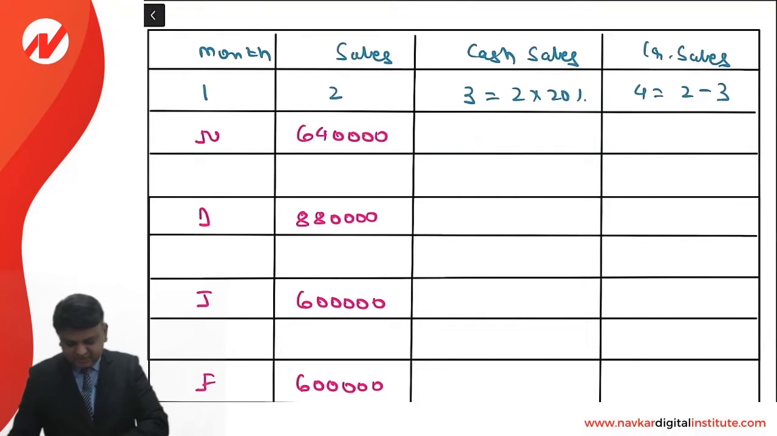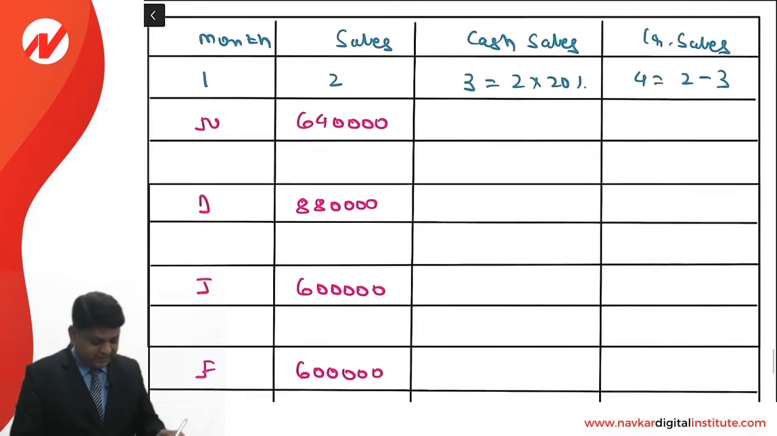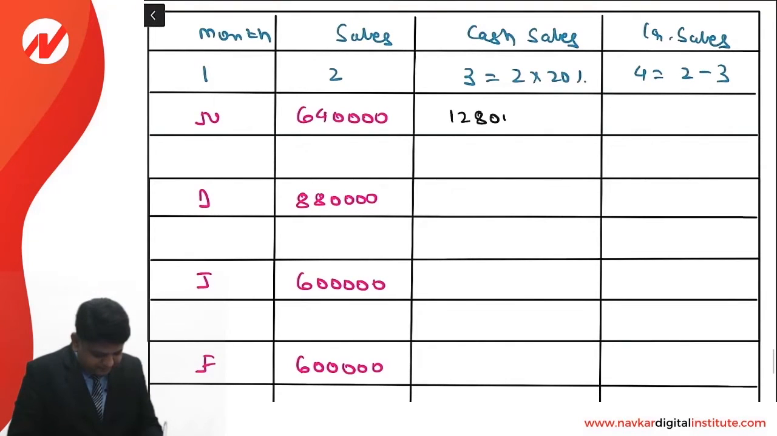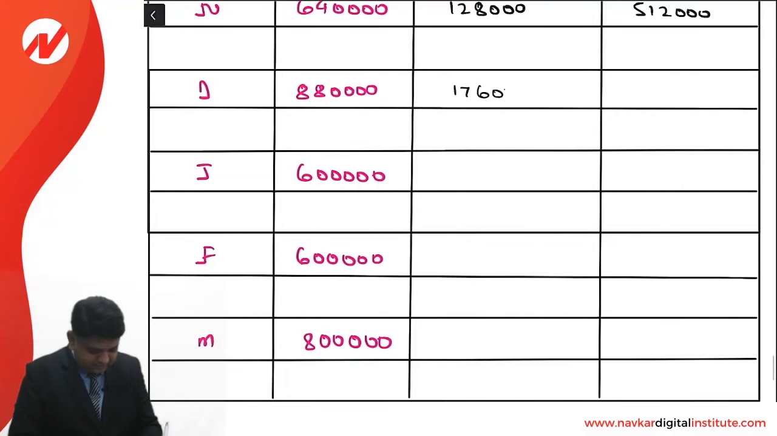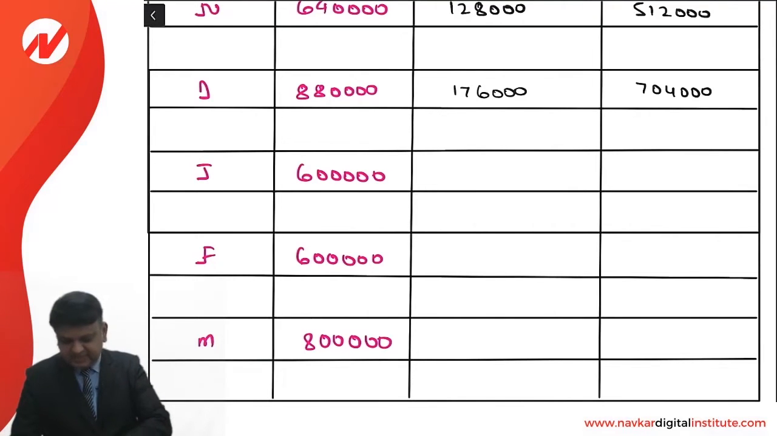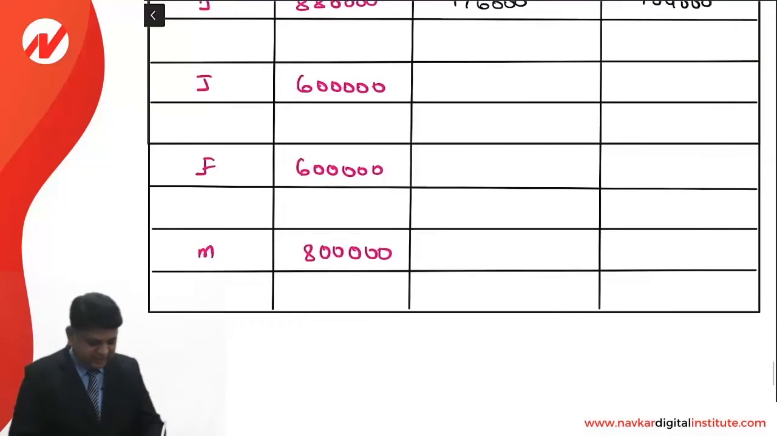So it is 6,40,000 into 0.2, that comes to 1,28,000. And the remaining 5,12,000 is the credit sales. How to make the collection of the credit sales? I'll come to that point after some time. 8,80,000 into 20% once again, 1,76,000. The remaining is the credit sales, 7,04,000. 6 lakhs into 20%, that comes to 1,20,000. The remaining is the credit sales, 4,80,000.